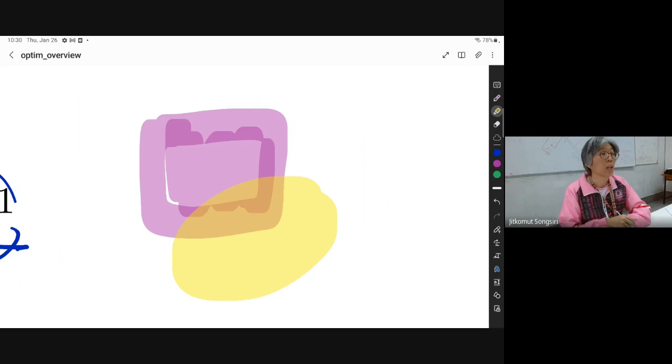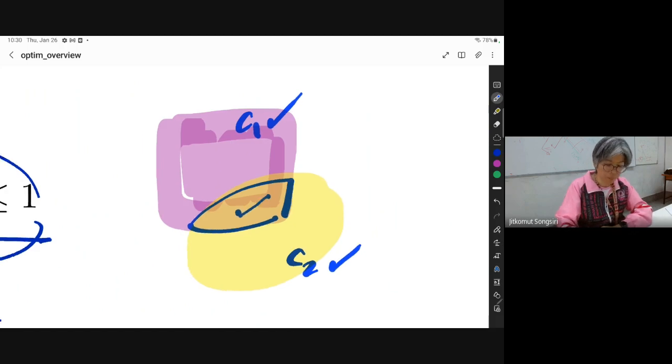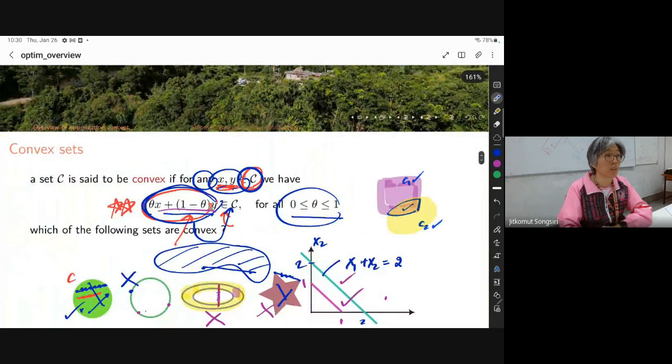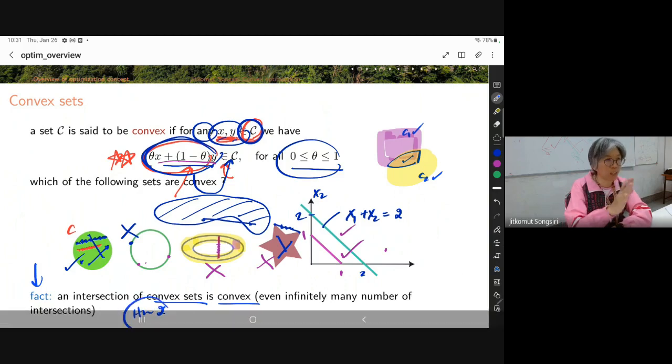No, obviously not. If I make an intersection of these two sets, yes. One thing to notice is that the set C1 is convex, the set C2 is convex, and the intersection of these two sets is also convex. Even though I illustrate with just a particular example, I give you a fact: an intersection of convex sets is convex. It's not hard to prove. Maybe homework number 2, because this is really not too hard.